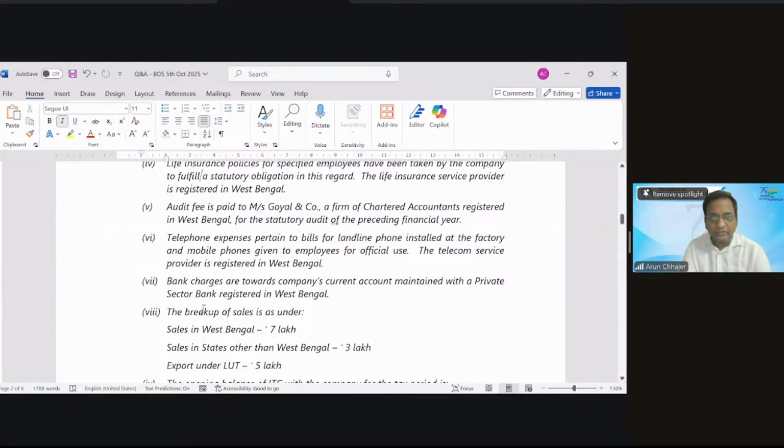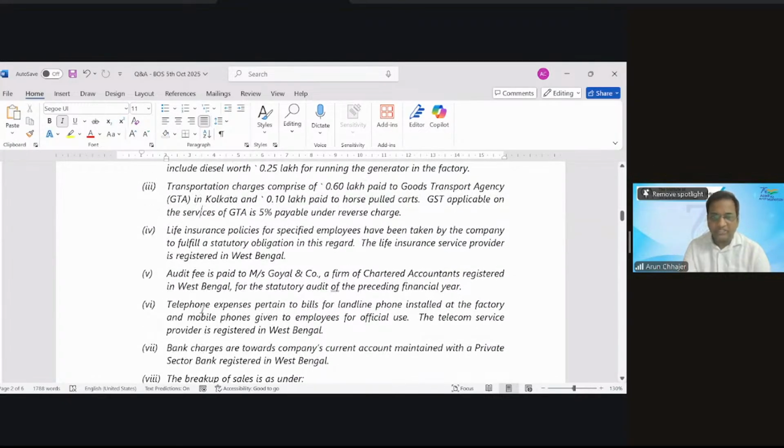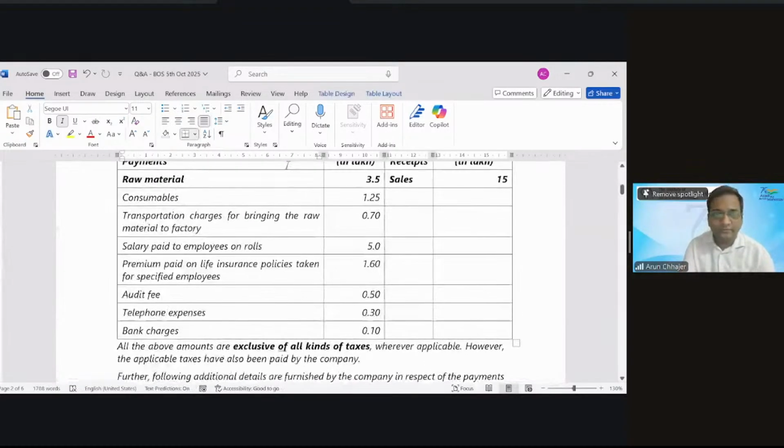Transportation, sorry. Life insurance policies for specified employees have been taken by the company to fulfill a statutory obligation. What is the amount? The amount is 1,60,000. What would be your answer in this case?